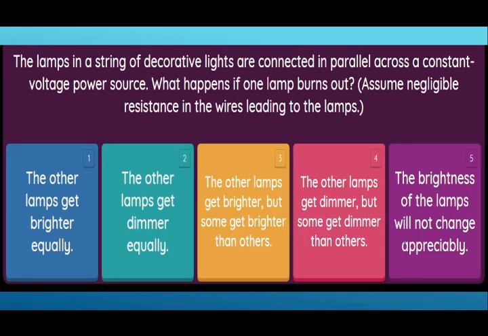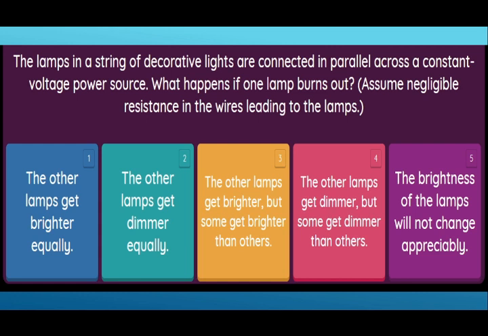Number 2. The lamps in a string of decorative lights are connected in parallel across a constant voltage power source. What happens if one lamp burns out? First choice, the other lamps get brighter equally. Number 2, the other lamps get dimmer equally. Choice number 3, the other lamps get brighter, but some get brighter than others. Number 4, the other lamps get dimmer, but some get dimmer than others. Number 5, the brightness of the lamps will not change appreciably.